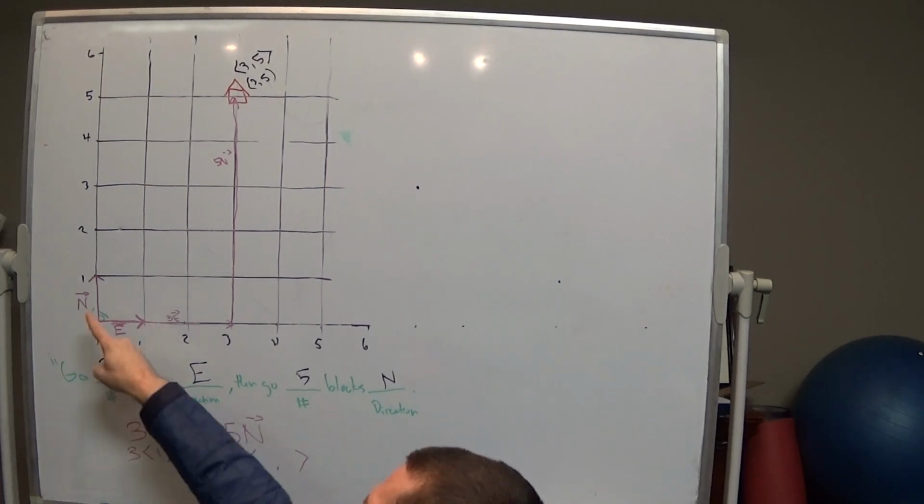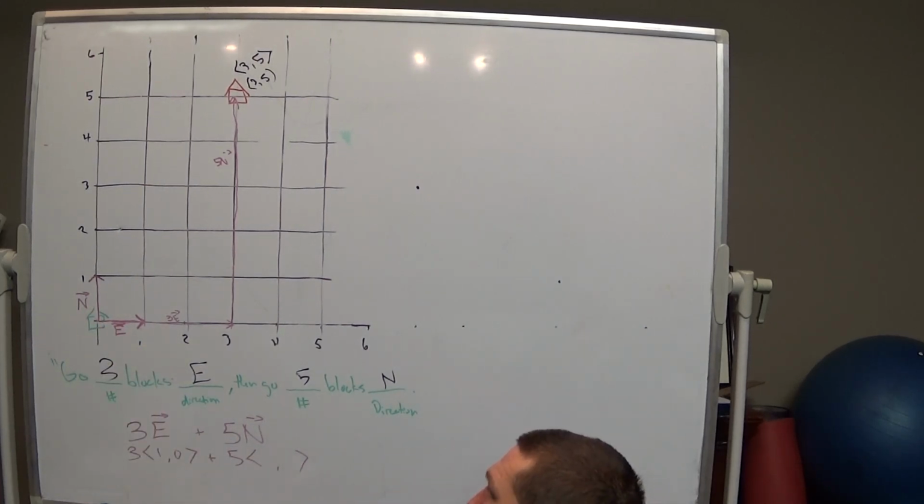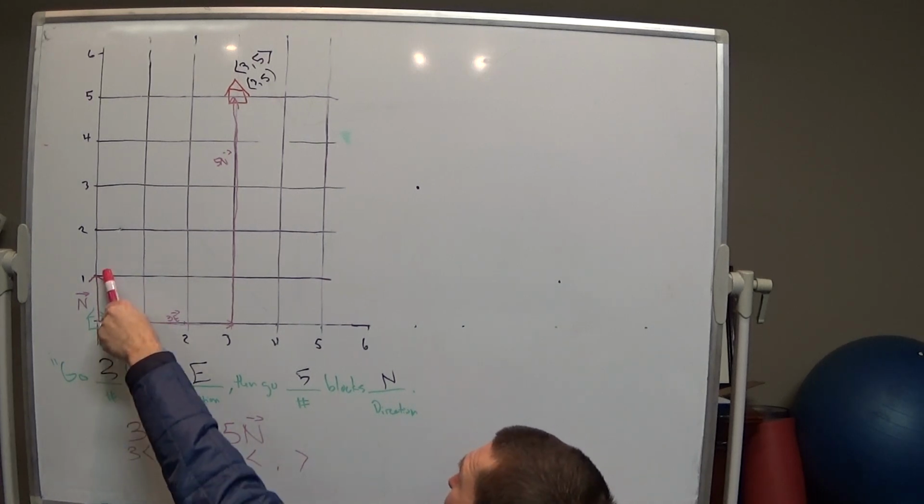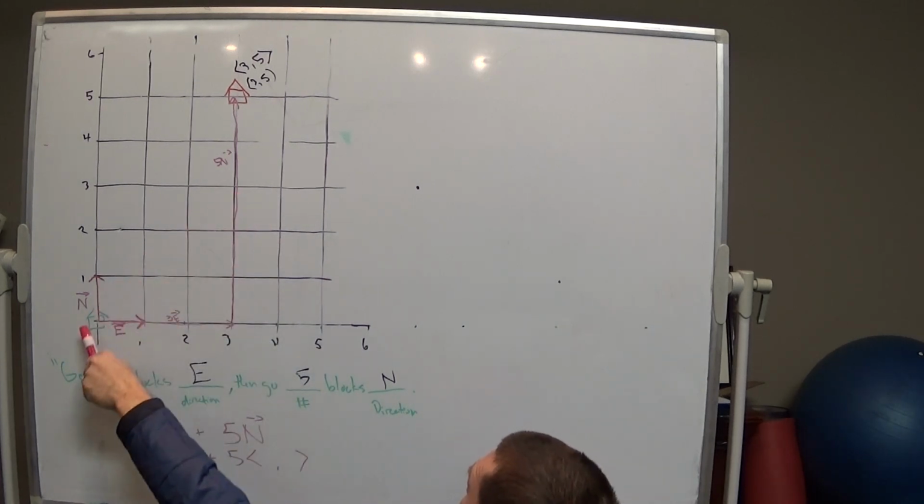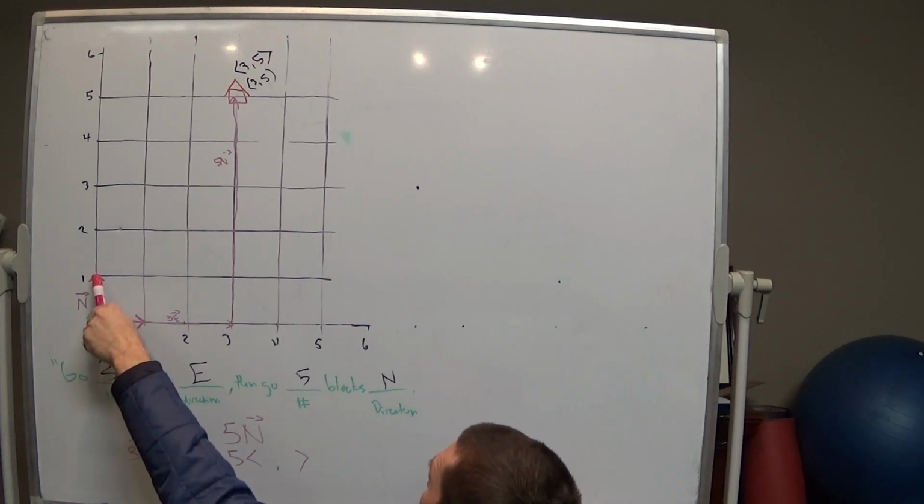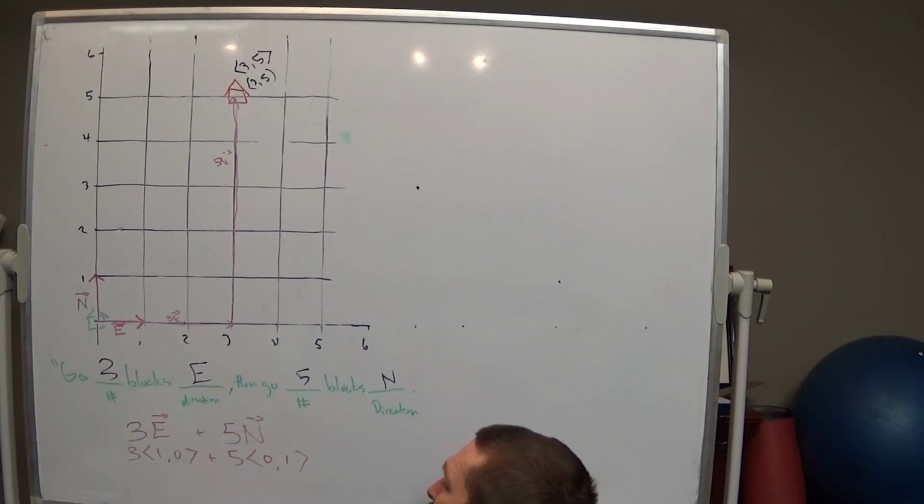What about N? N is 3, what? 5. It's 3, 5. Wait, no. In this, the vector is 0, 1, not 5 times 0, N. 0, 1, right? Because that point on the plane is 0, comma 1.